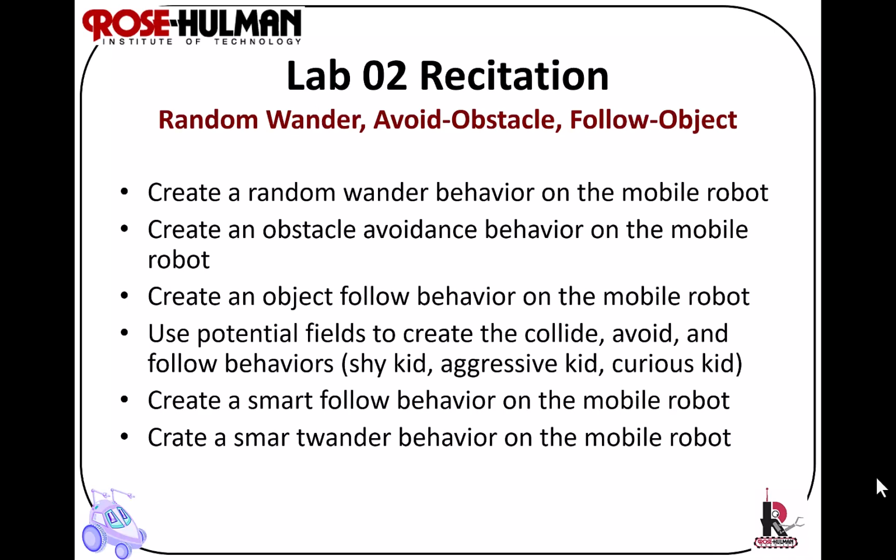This week you will make your first of several state machines in your journey to build a control architecture on your robot. The objectives for today are to create a random wander behavior on the mobile robot, create an obstacle avoidance behavior on the robot, create an object follow behavior on the mobile robot, use potential fields to create the collide, avoid, and follow or wander behaviors, which are shy kid, aggressive kid, and curious kid, and then create a smart follow behavior and a smart wander behavior on the mobile robot.